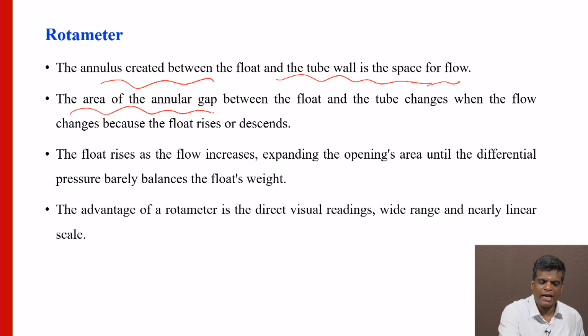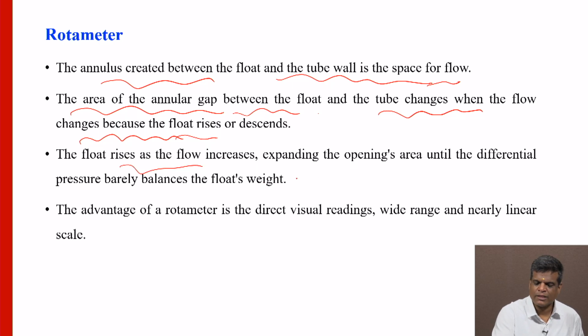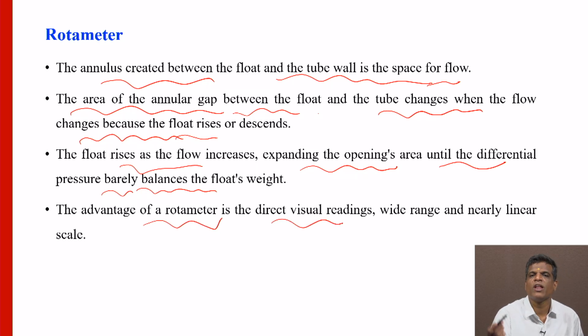The area of the annular gap between the float and the tube changes automatically when the flow changes, because the float rises. So the float rises, flow increases, expanding the opening area until the differential pressure barely balances the float weight. What is the advantage of a rotameter? Directly we can visually read the scale, and it is nearly linear. Okay, wide range, and we can directly read this scale.